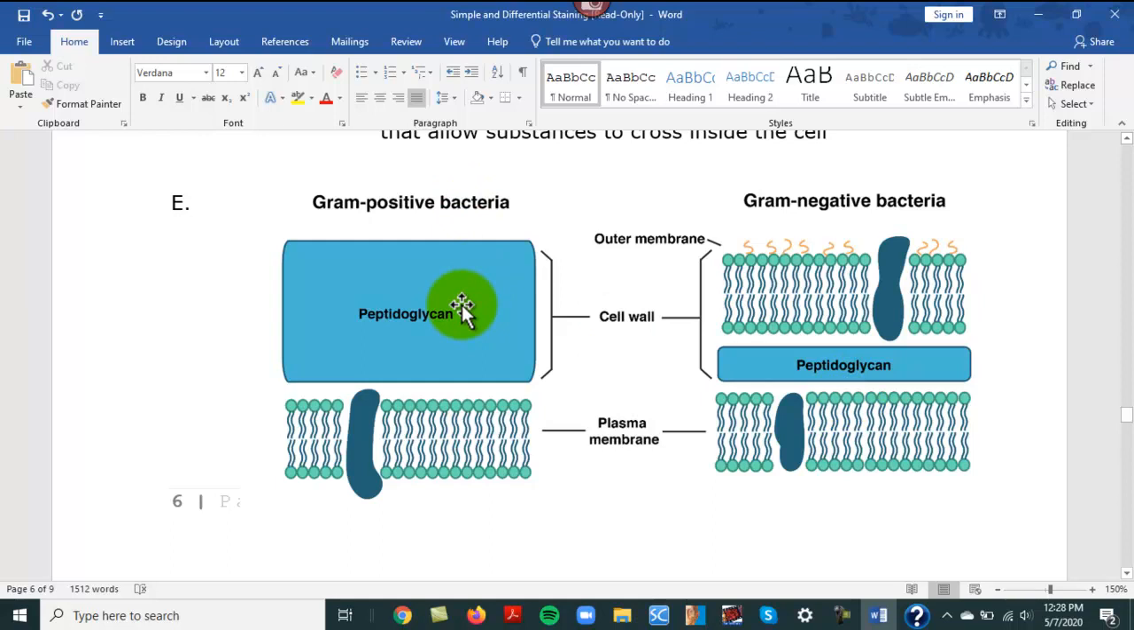Now, I have students before ask, why do you have to do this if you know beforehand? You don't know. You put your bacteria through those 4 stages, and at the end of it, if you have purple cells, you have a gram positive. If you have red cells, you have a gram negative.